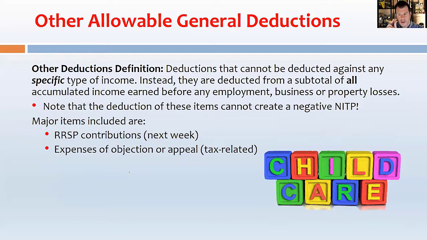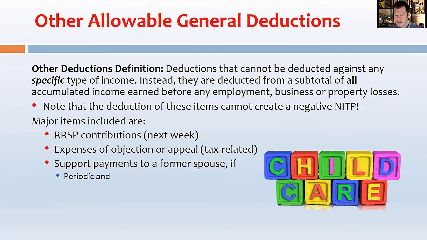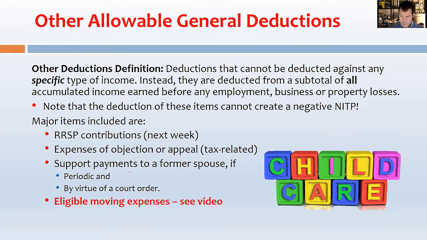This is very small. Okay, major ones are RRSP, support payments to a former spouse. Like I said, the receipts of those payments are taxable. The payments of those payments are deductible. They will reduce the payor's income. The payments, again, have to be periodic and subject of some court order, court decree. Eligible moving expenses, we'll talk about. Childcare expenses, we'll talk about also.